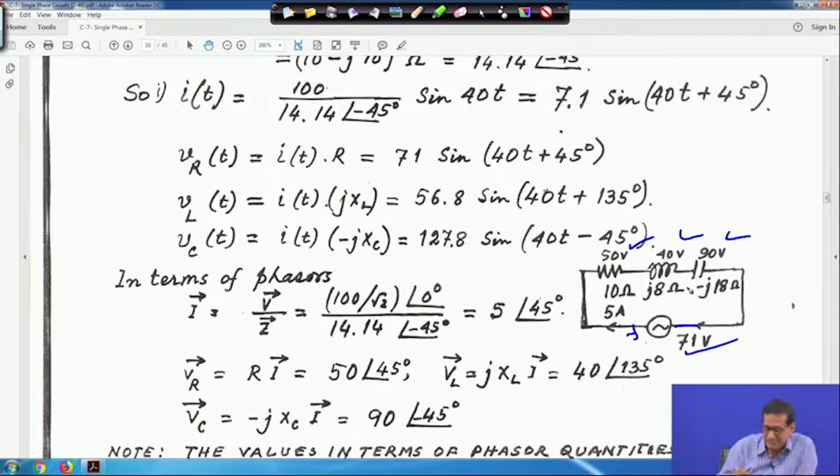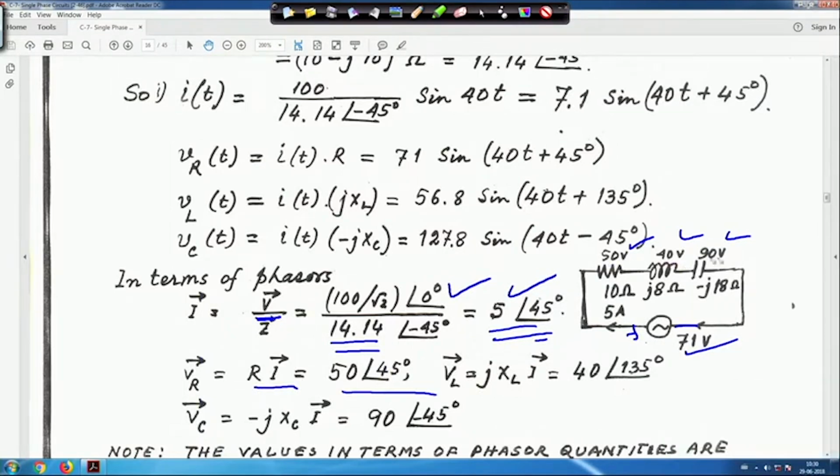Now the question is in terms of phasor. I have already told you that in terms of phasor it will be just Z bar, a complex quantity. So it is 100 by root 2 angle 0 degree because the voltage is 100 sin 40t, that is sin omega t plus 0 degree, divided by this Z. So this is the current, 5 angle 45 degree, and VR, Ri, is 50 angle 45 degree. These are all magnitudes, 50 volt, 40 volt. Now it is Ri, so its angle is 45 degree.